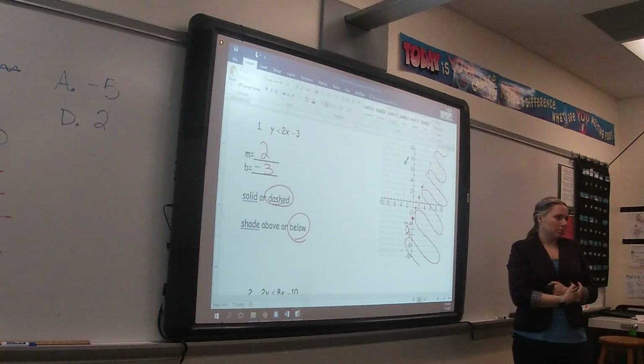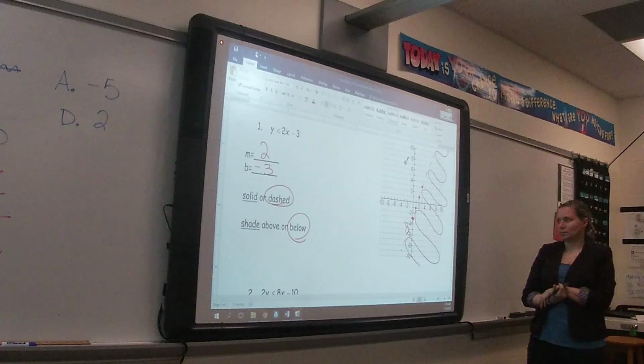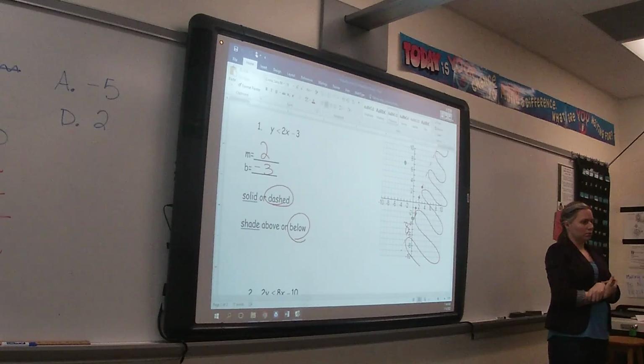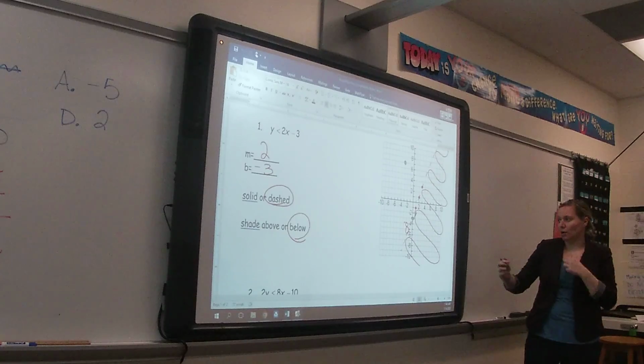Would this be an answer? No. Okay, so we're at least agreeing with that. Would this be an answer? No. It's a dotted line. It can't be equal. Oh, yeah. Right? It's a dashed line, so no.